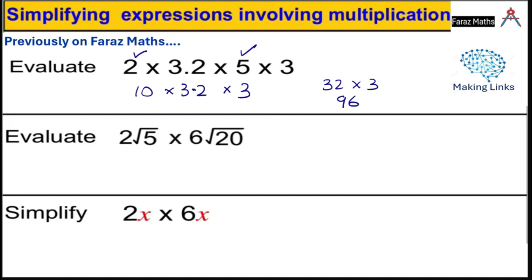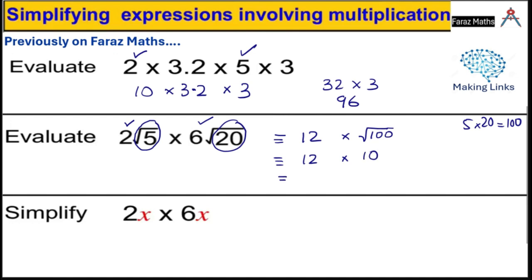Next one. So what we have to do is multiply 2 with 6. That is 2 times 6, which is 12, and there's a multiply sign. Now we have to multiply these two surds together. If I multiply 5 with 20, 5 times 20 is 100. Similarly, the square root of 5 times the square root of 20 is the square root of 100. So that becomes 12 times the square root of 100. The square root of 100 is 10, and 12 times 10 is 120.